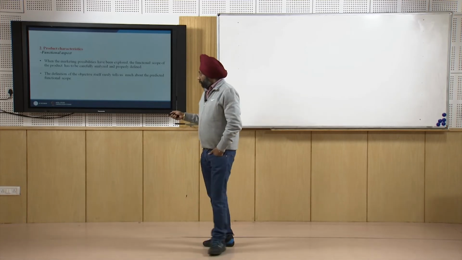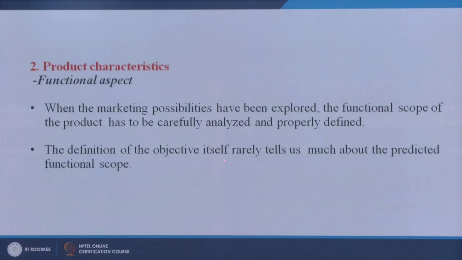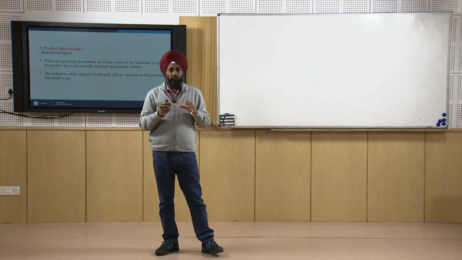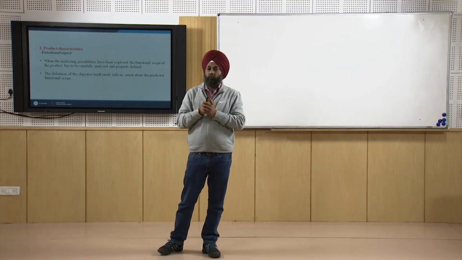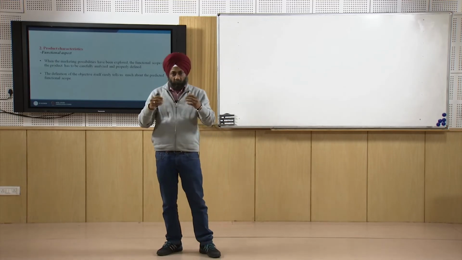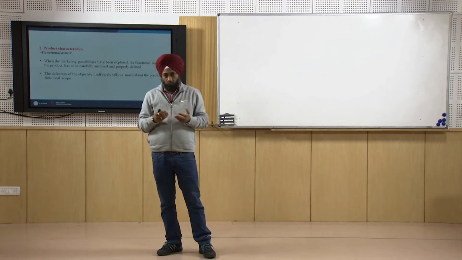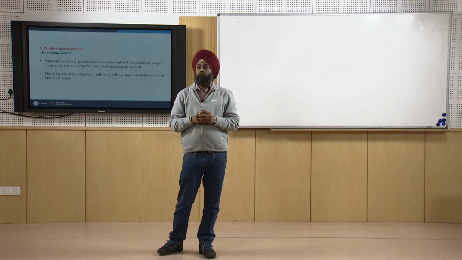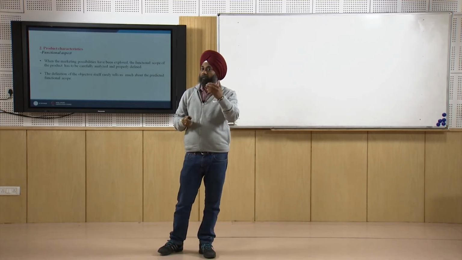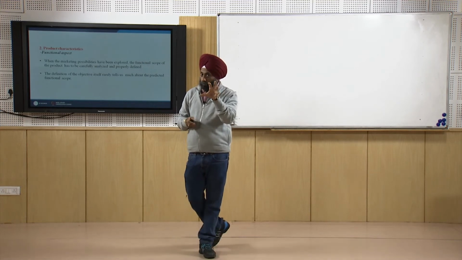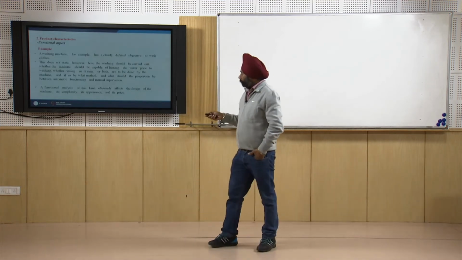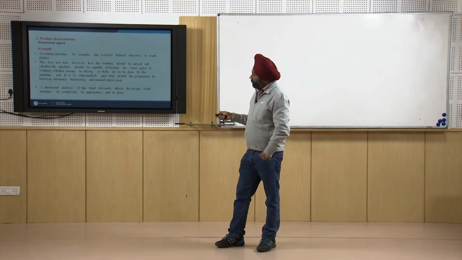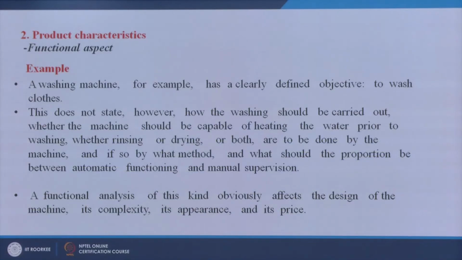So the definition of the objective itself rarely tells us much about the predicted functional scope. If we take an example of a washing machine, and say that the job is to wash the clothes, it is one broad functional scope of the washing machine, but it may further have sub functions also, which we are going to see now. Now let us take the example. This example is again from Samuel Eilon's book.